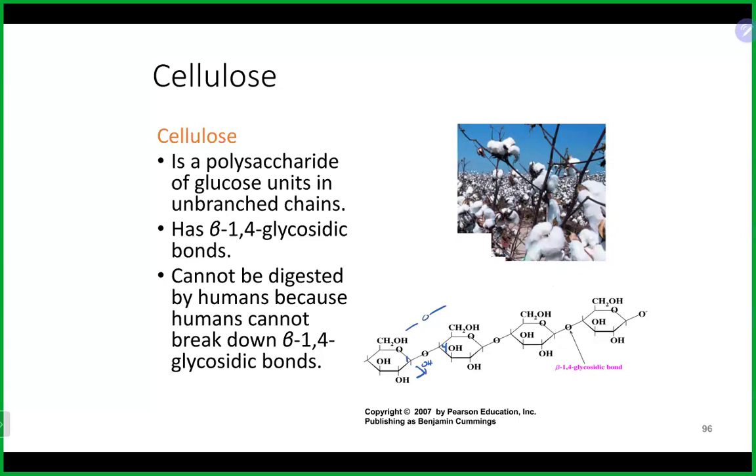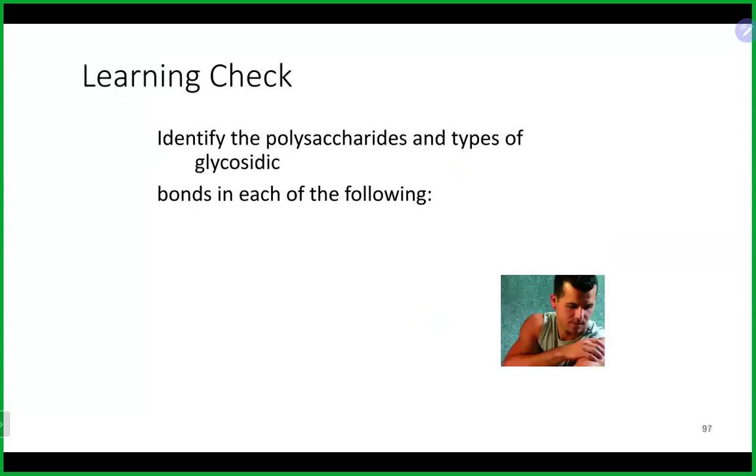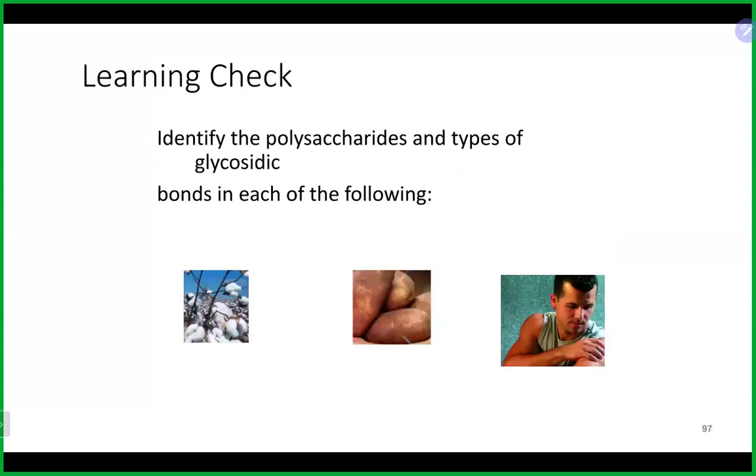Cellulose cannot be digested by humans, which is probably why you shouldn't eat it, I imagine. You cannot break that beta 1,4 glycosidic bond. All right, so take a moment for each of these. Identify cellulose, which has the beta 1,4 bond. And again, that is the one that looks like it's going upwards between the glucose molecules.